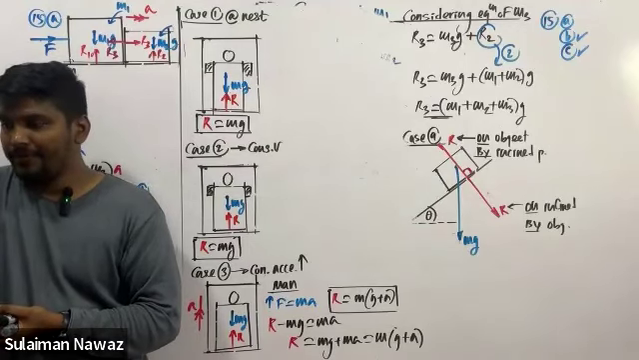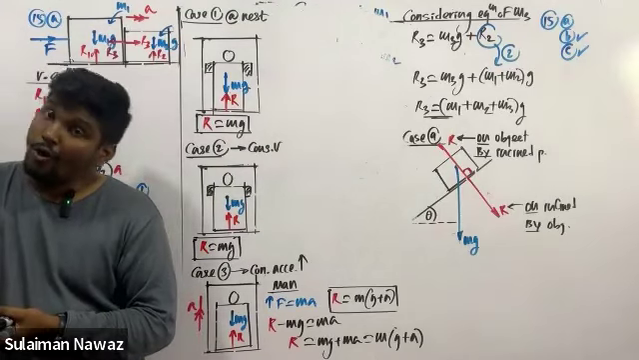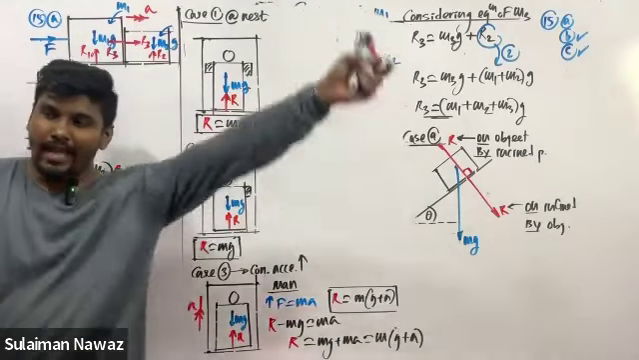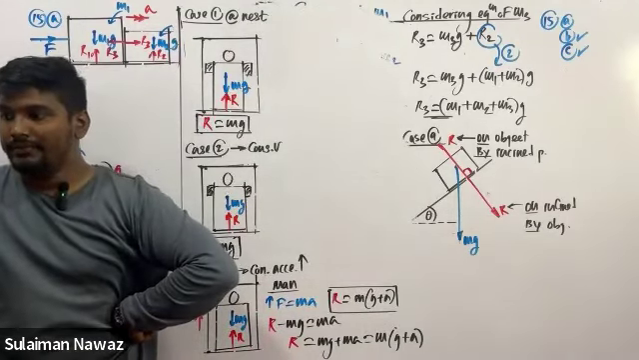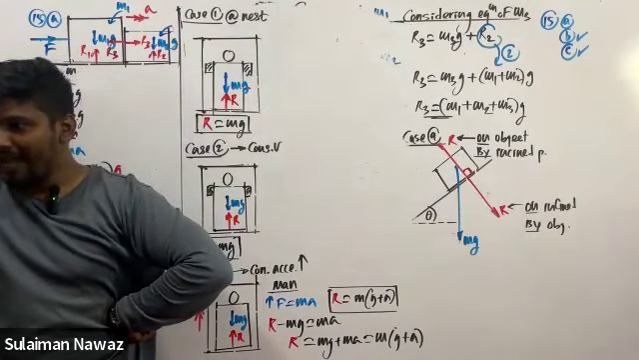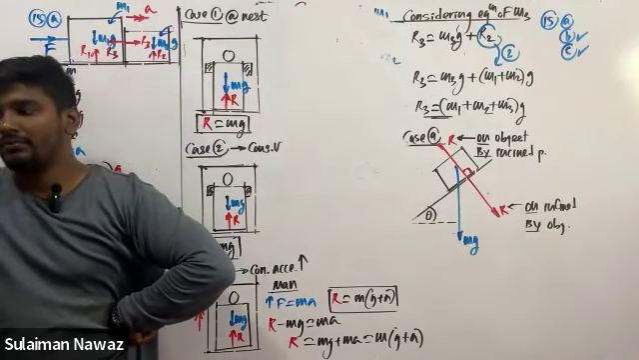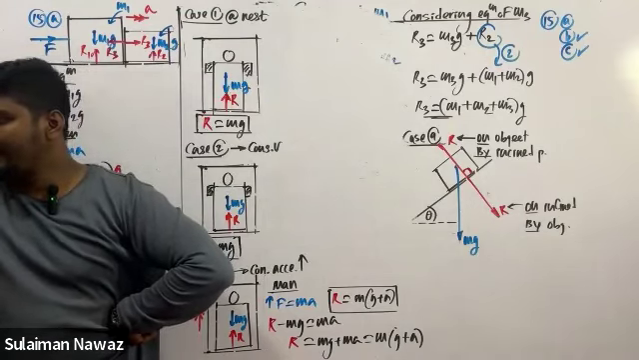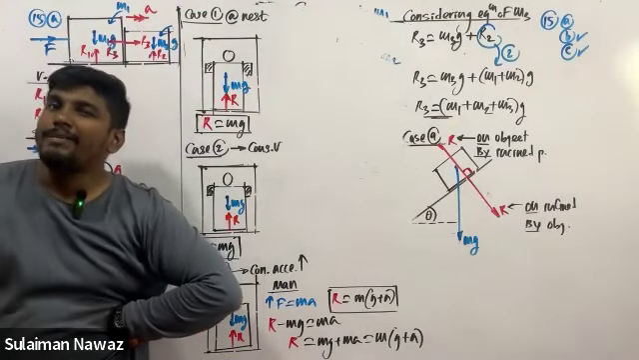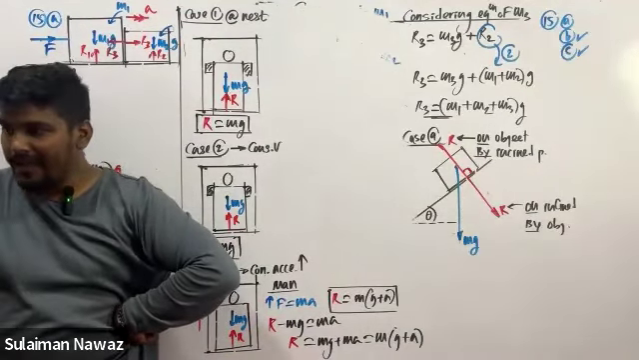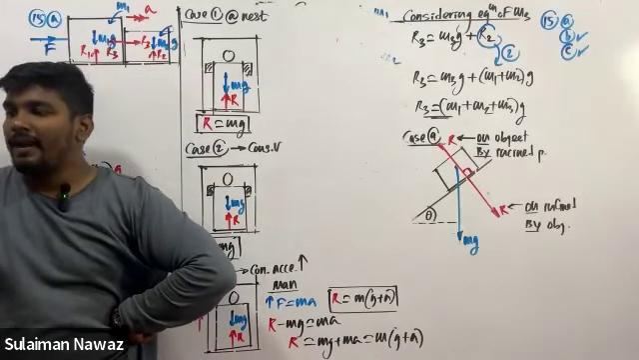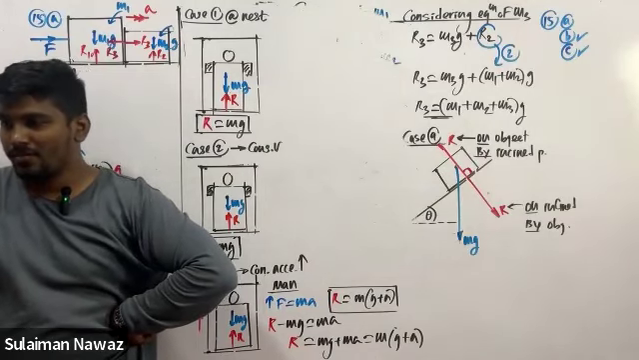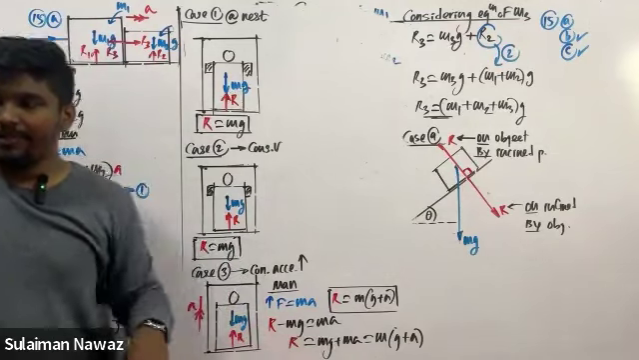Therefore, the normal reaction force acting on the man becomes larger than the weight. Weight means mg. Okay, write on this one.